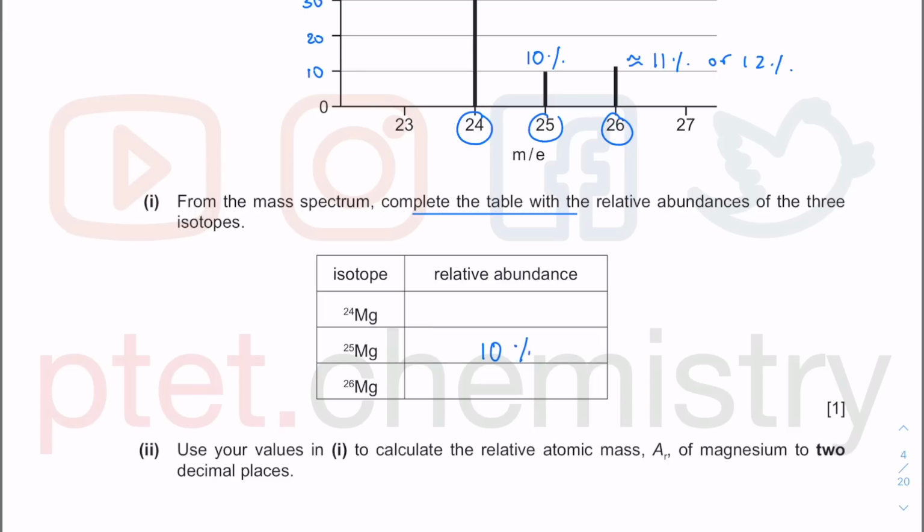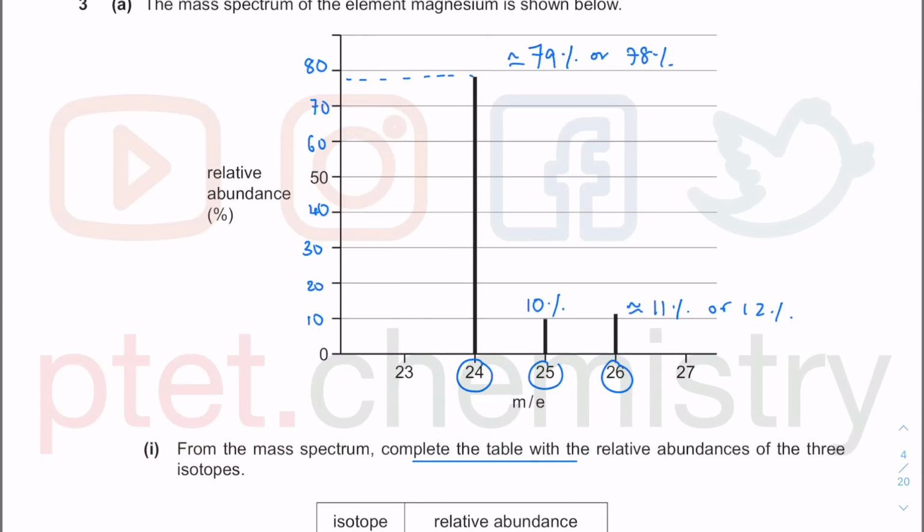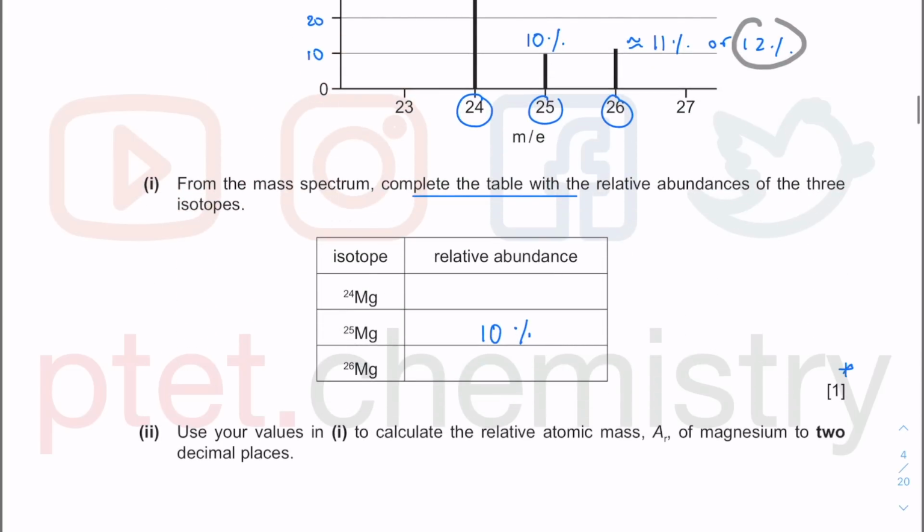So from the mass spectrum, complete the table with the relative abundances. So there's a 10% there. I'm just going to stick with 78 because it looks a bit lower. But again, you don't want to spend too much time thinking about 79 or 78. At the end of the day, they're going to be roughly approximate unless they give you the value there. So the 26 there is going to be 12% if I use 78% for the top one.